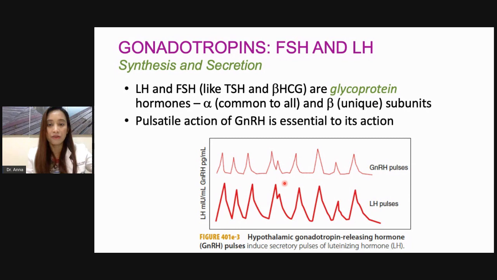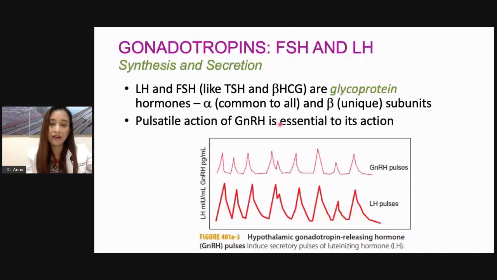And sometimes your beta HCG can act like your luteinizing hormone, or your beta HCG can act on your TSH receptor because of this fact, that they have a common alpha subunit and a unique beta subunit. Now, your gonadotropins are unique because they have a pulsatile action. Thus, the stimulation of your FSH and LH is driven by the pulsatile action of your GnRH.